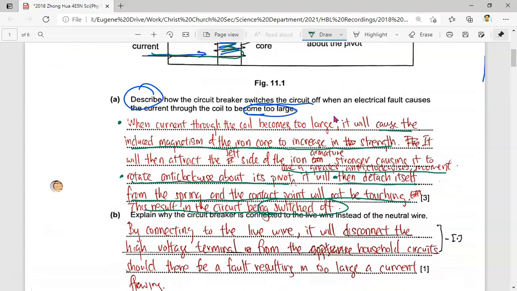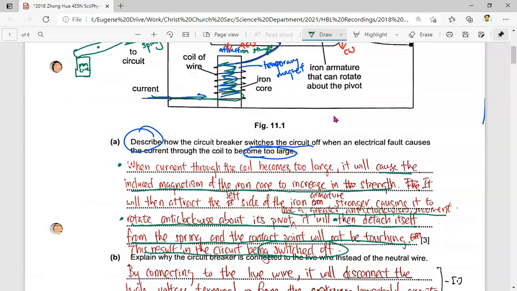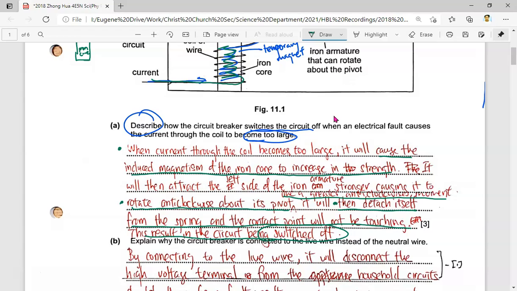Okay, talking about because of the stronger attraction, it will generate a greater anti-clockwise moment. Okay, this will actually overcome the clockwise moment by the spring. And lastly, because of this attraction, it causes the contact point over here to be open. And because it is open, the circuit cuts off. So these are the 3 points that you need to have in order to get the full marks for part A.